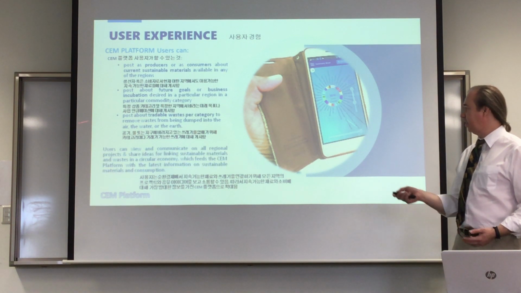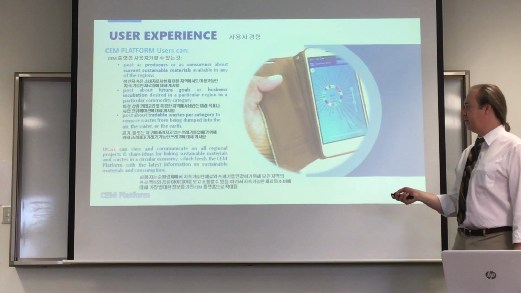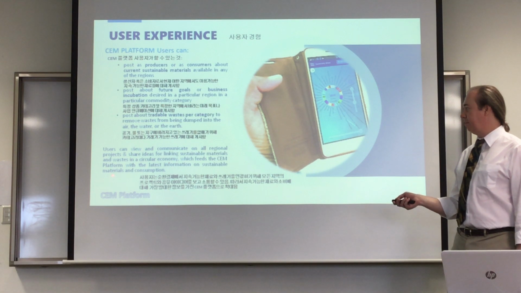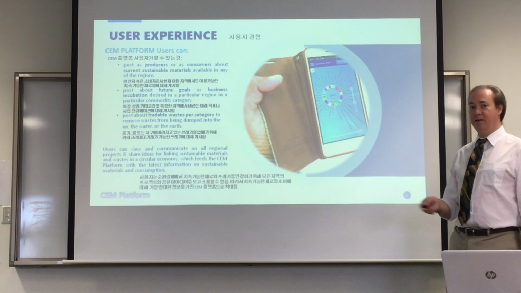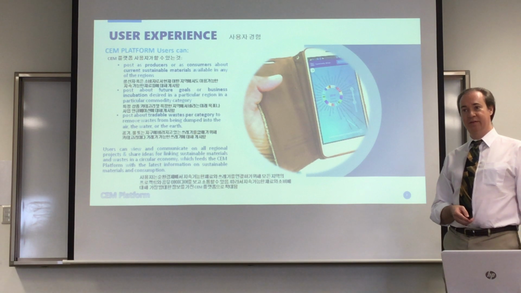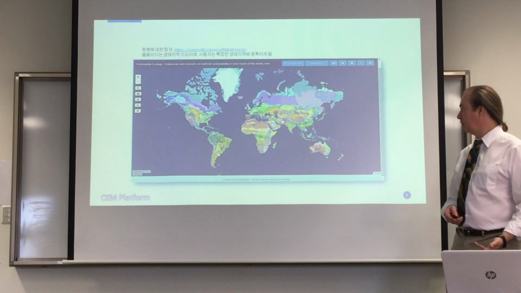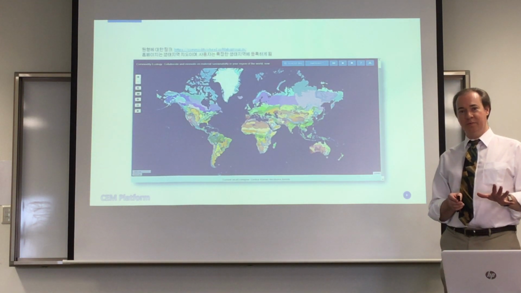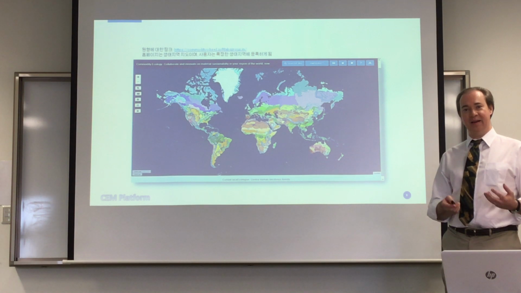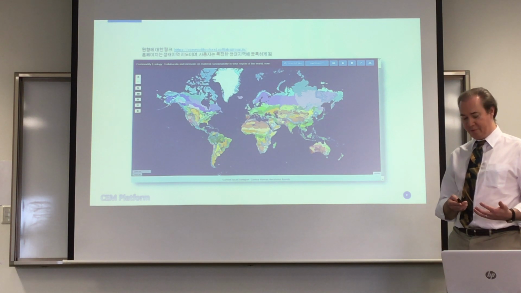Users can view, thus, and communicate on all regional projects and share ideas for linking sustainable materials and wastes in a circular economy. And this feeds the CEM platform with the latest information on sustainable materials and consumption all the time. There's 2 images I want to show you, and they epitomize the synergy that is developing on the CEM platform. This is the current front page of the platform.